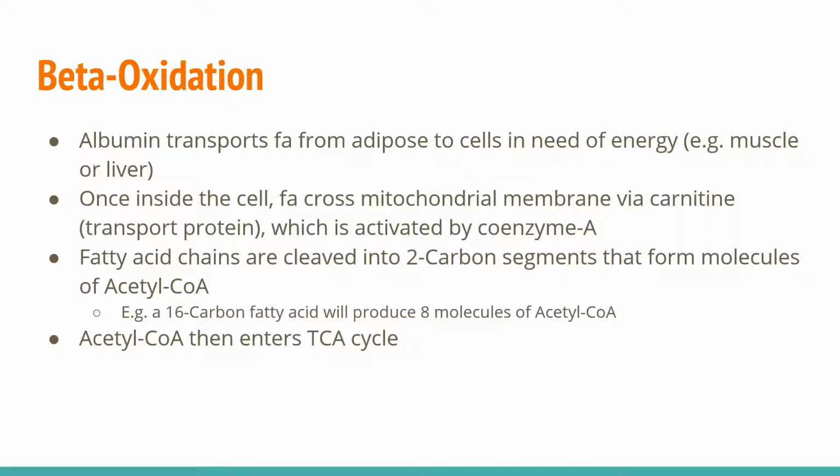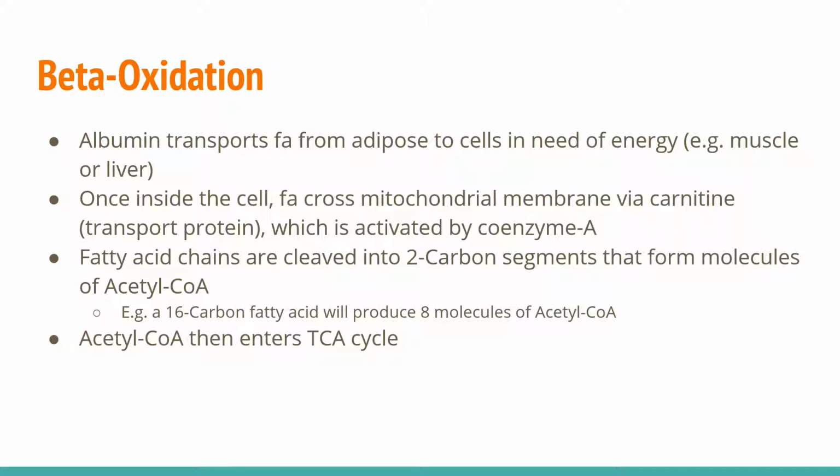Then once inside the cell, the fatty acid has to get into the mitochondrial membrane to be converted to acetyl-CoA. So carnitine is like a shuttle protein, another transport protein, that's going to move the fatty acid from the cytosol of the cell into the mitochondria. And carnitine is activated by this coenzyme. So the process of beta oxidation, I'll show you a schematic on the next slide.